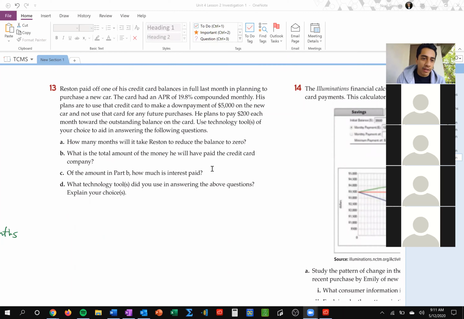Okay, so Reston paid off one of his credit card balances in full last month and is planning to purchase a new car. So his credit card balance is 0 now. The card had an APR of 19.8% compounded monthly. His plans are to use that credit card to make a down payment of $5,000 on the new car and not use that card for any future purchases. He plans to pay $200 each month towards the outstanding balance on the card. Use technology tools of your choice to aid and answer the following questions. So that's what we're gonna do. We're gonna use some technology tools.